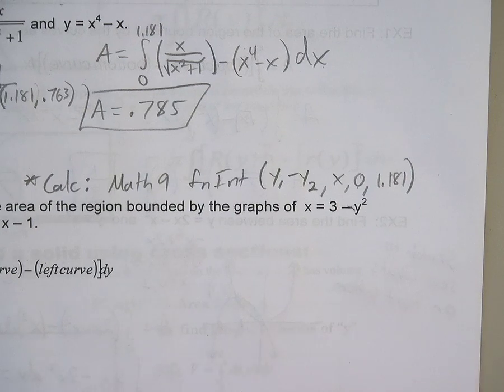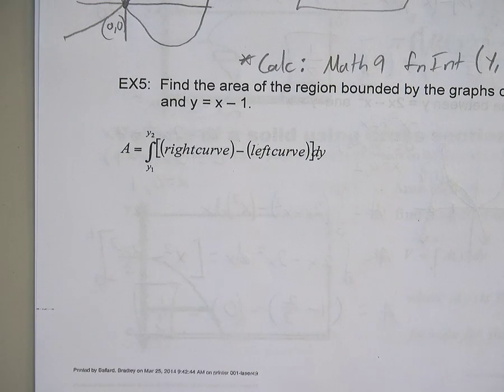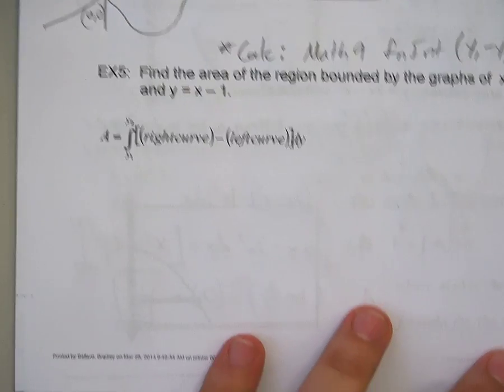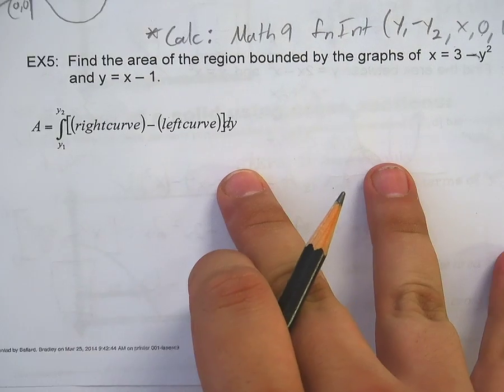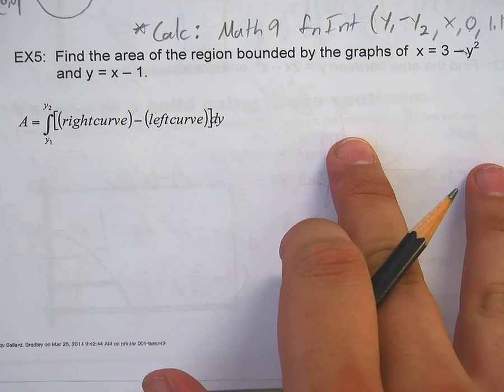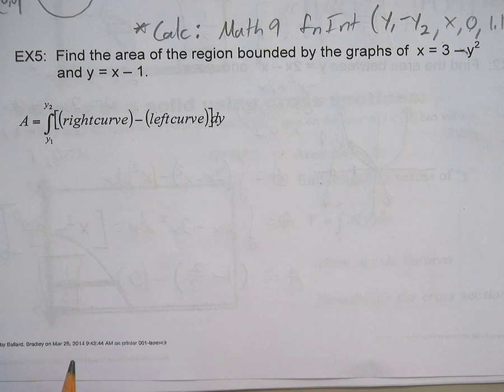Okay, number 5 is the last one here, and it's a little different, but it's the same concept really. Example 5 says, find the area of the region bounded by the graphs x equals 3 minus y squared, and y equals x minus 1.